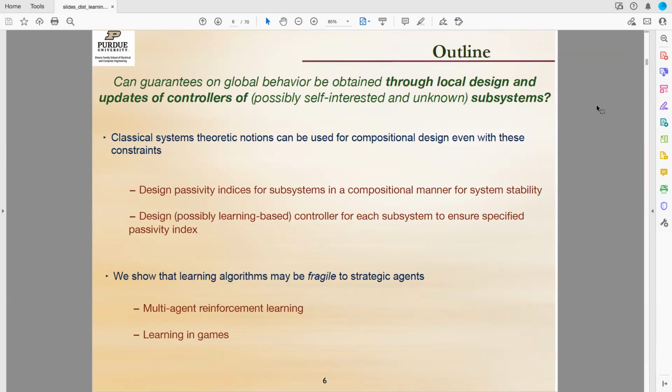Then I'll talk about performance, and performance is a difficult subject in distributed control, so I will not be able to give a full answer. But what I will come back to is how we can interface these more classical notions with recent learning-based controllers to try to get some notion of performance.